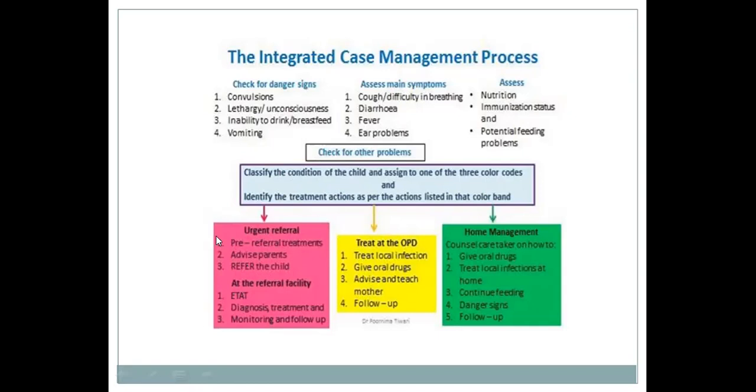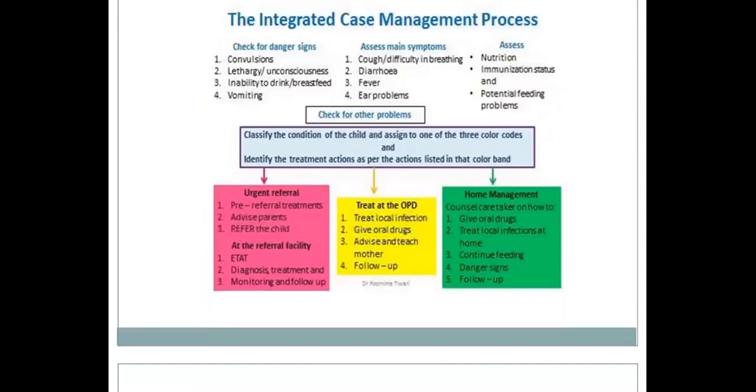Identify the treatment action as per need listed in the color band. For example, pink requires urgent referral and pre-referral treatment. Advise parents to refer the child to the referral facility for diagnosis, treatment, monitoring, and follow-up. A child who requires the yellow color code is treated at the OPD: treat local infection, give oral drugs, advise and teach the mother, and follow up. Green color code means home management, which includes counseling the caretaker on how to give oral drugs, treat local infection, continue feeding, recognize danger signs, and follow-up.